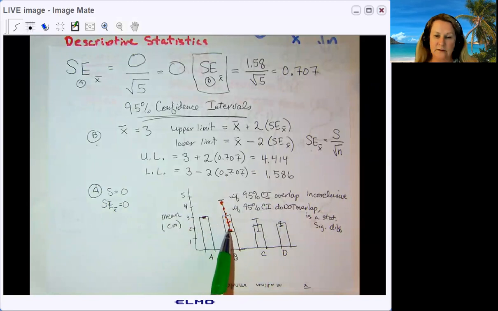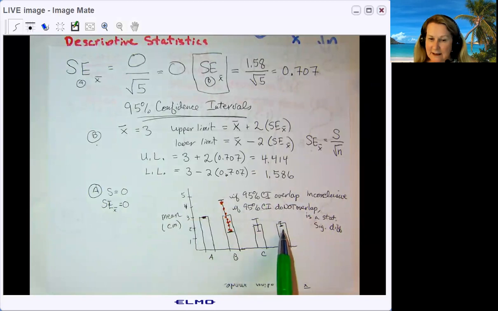The data is inconclusive about B and C because their 95% confidence intervals overlap. But if we look at A and D, their 95% confidence intervals do not overlap. So we say there is a statistically significant difference between those two data sets.